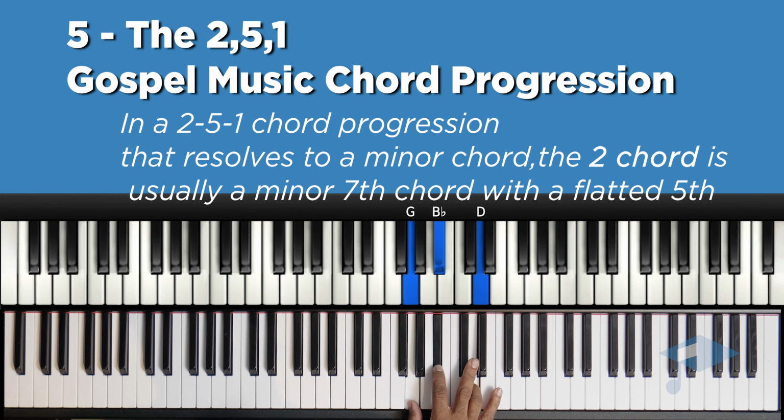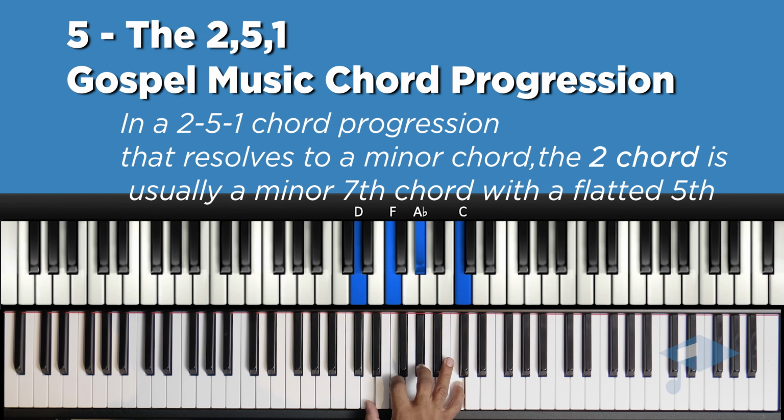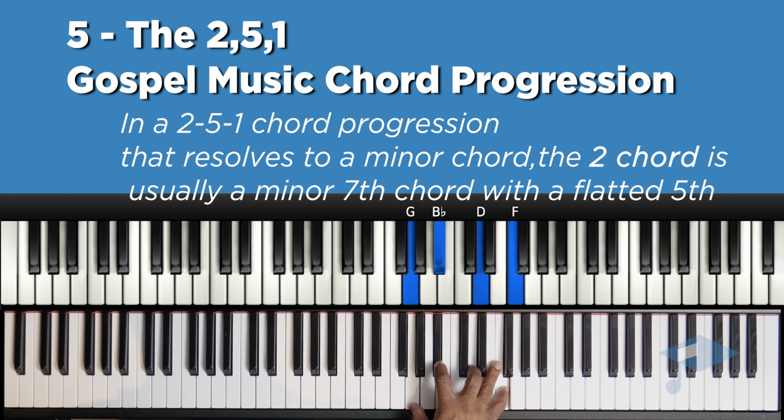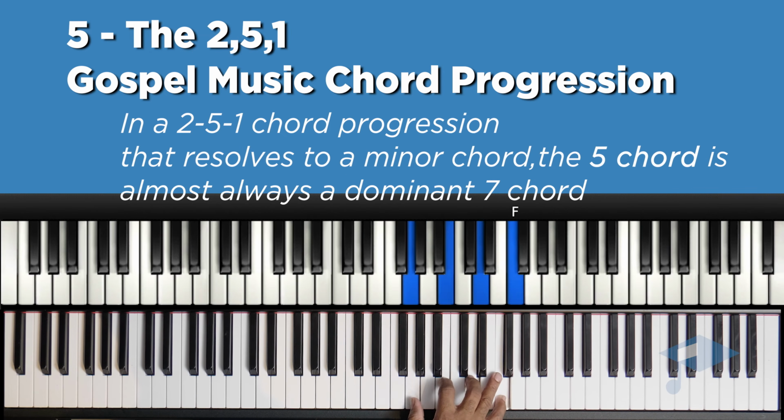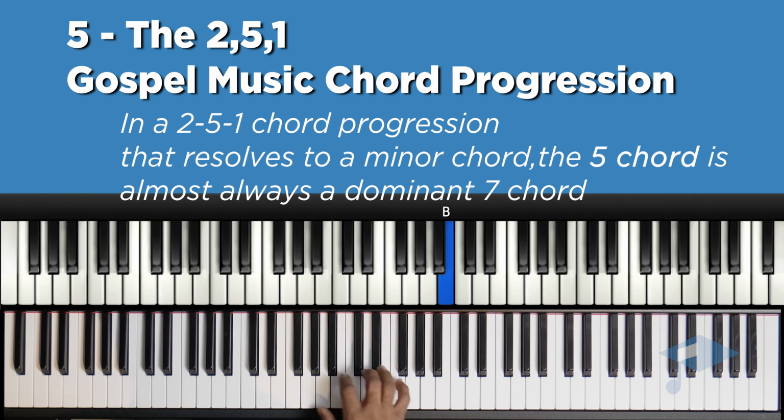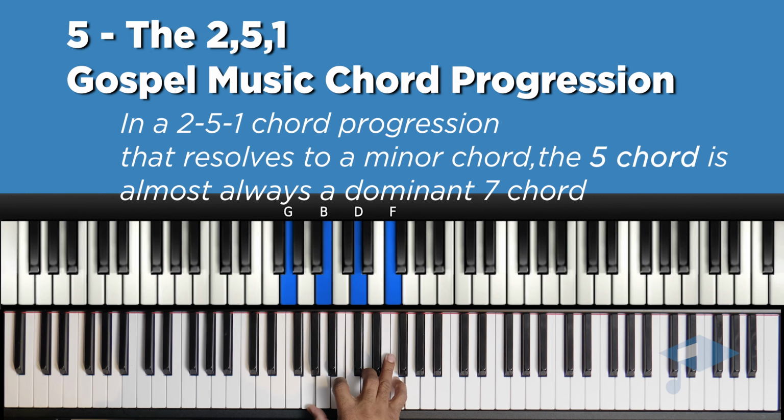However, the rule is this. The first chord in the progression is going to be a minor 7th chord, the 2 chord. And the second chord will be a 5 chord, but it won't be a minor 5 chord. We're going to make it dominant, by making the B flat a B natural to give us G.